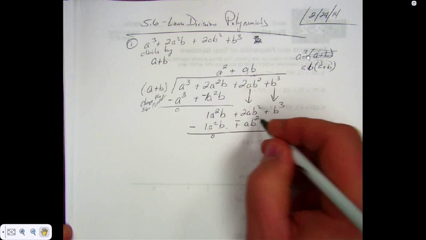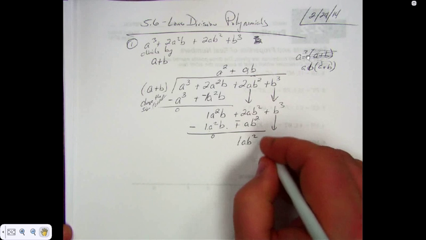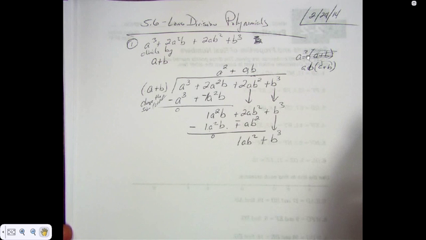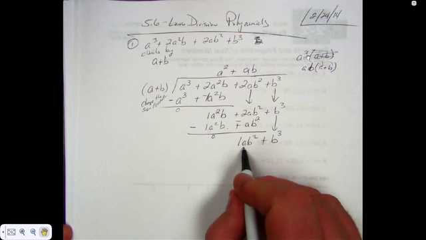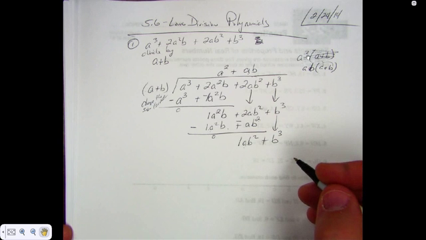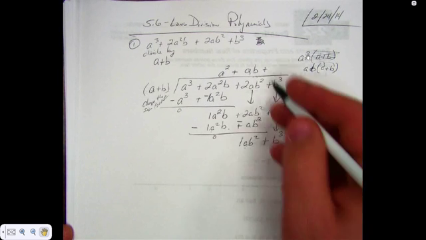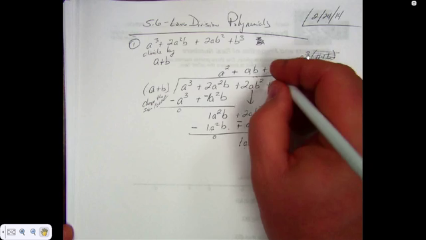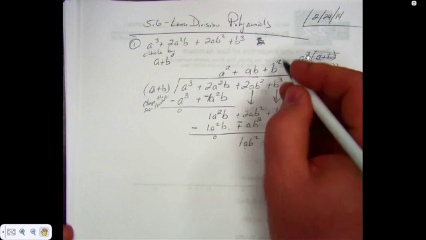2ab squared minus ab squared gives me what? 1ab squared. Bring this down plus b to the third. Now, I ask myself the same thing. I need this first term to be the same. Does everybody understand that? So, a times what would give me ab squared? First of all, 1 times 1 gives me 1. A times what would give me ab squared? Can anybody tell me? If I multiplied a times b squared, I'd get ab squared, wouldn't I? So that's why that goes there.